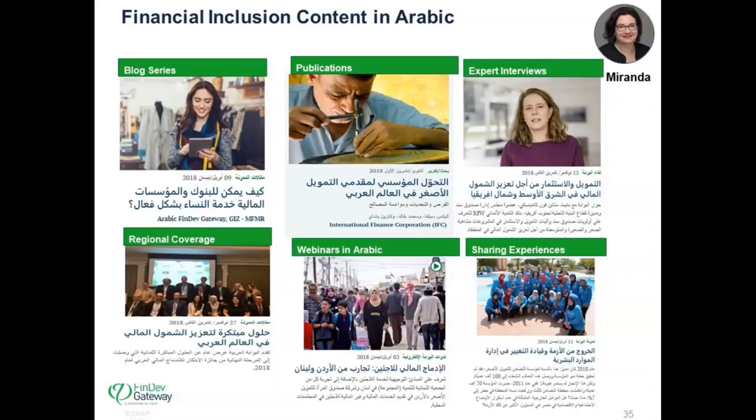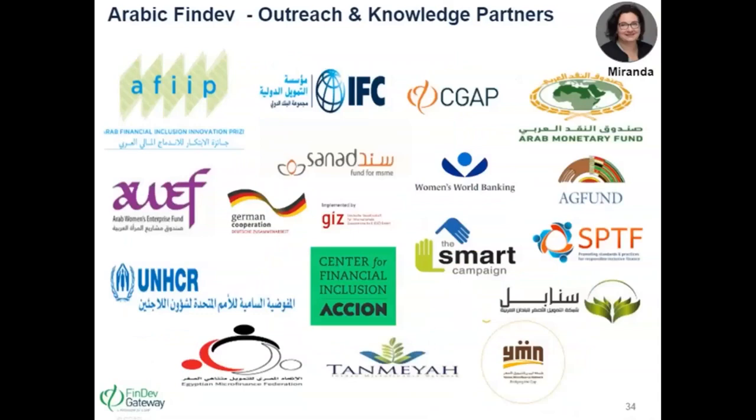And as mentioned, we are not only a translation, so we are really trying to provide relevant regional content in partnership with different kinds of partners that are working at the regional level, as well as at the country level, and also global institutions who have programs, projects and activities related to financial inclusion and microfinance in the Arab region. And we work closely with regional networks like Sanable and national networks at the country level, like in Yemen, in Jordan, in Egypt, to just name a few.